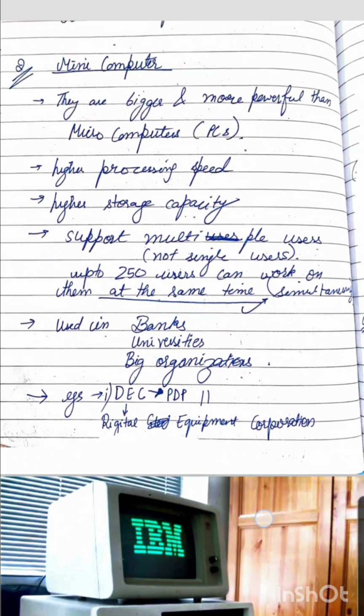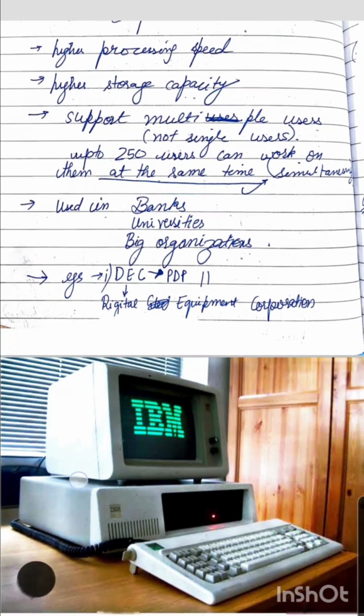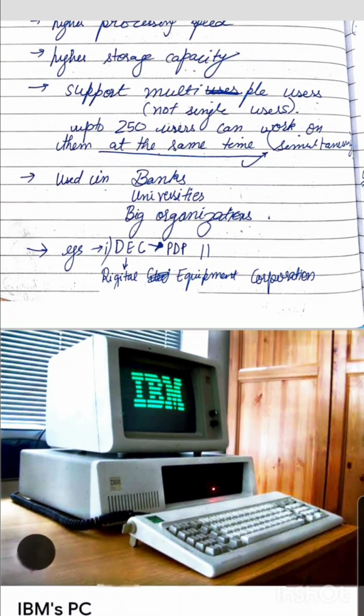Then we talk about minicomputers. They are bigger in size and more powerful than microcomputers or personal computers. Their speed is higher, their storage capacity is higher, and they can support multiple users working simultaneously. Simultaneously means at the same time, up to 250 users can work on it. They are used in banks, universities, schools, and very big organizations.